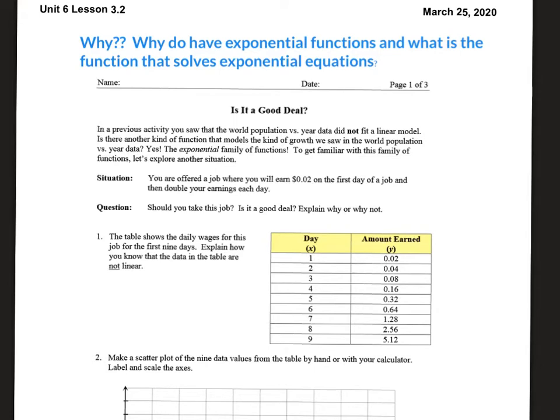It's pretty straightforward. If you're offered a job where you're going to earn 2 pennies on the first day and then every day your earnings double, basically the question is, is it a good deal? So you can see from the table that was started for you that by the 9th day, you're making $5. And for a whole day's worth of work, that's not a lot. But if you continue the table, then you can see that your earnings are going to get pretty big pretty fast.